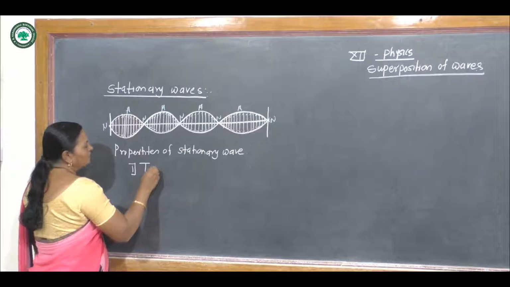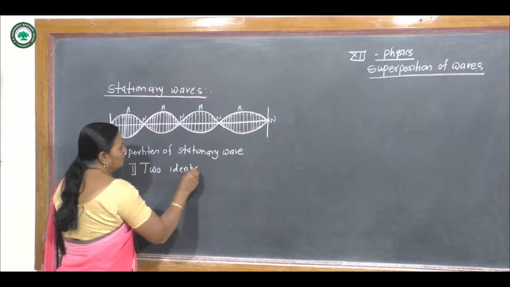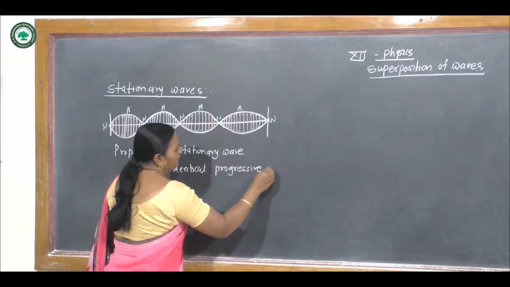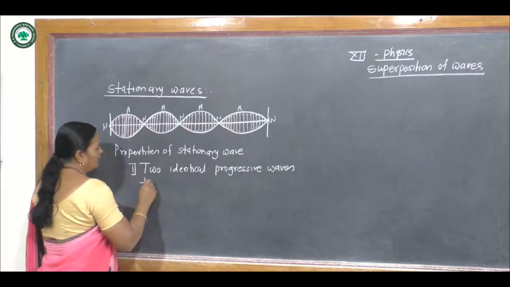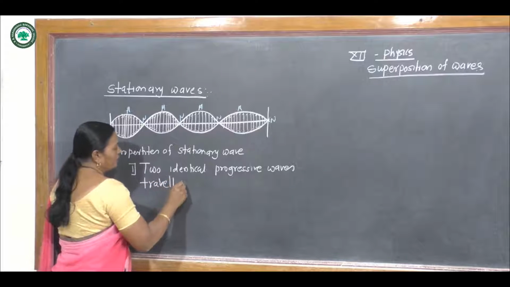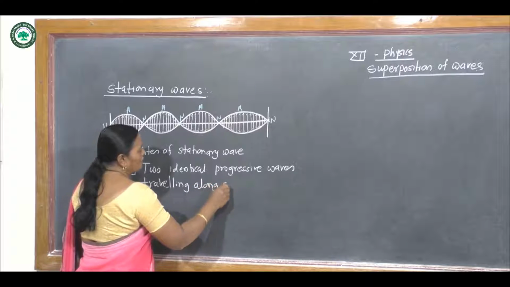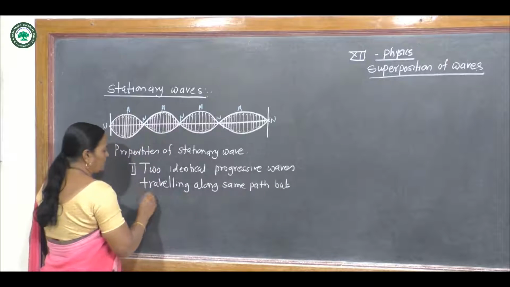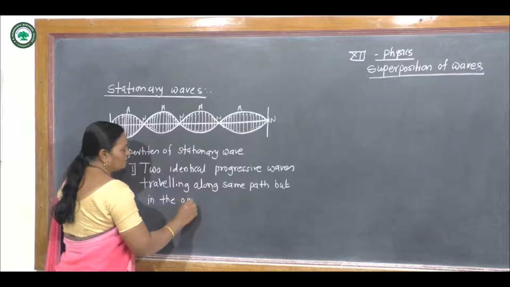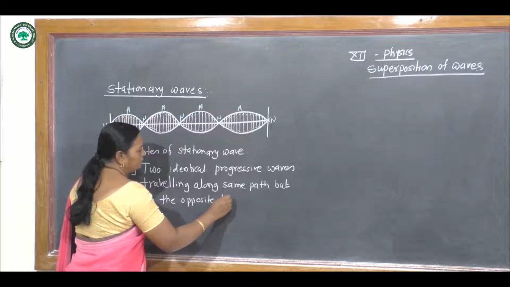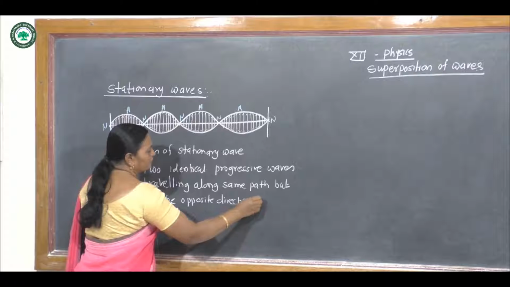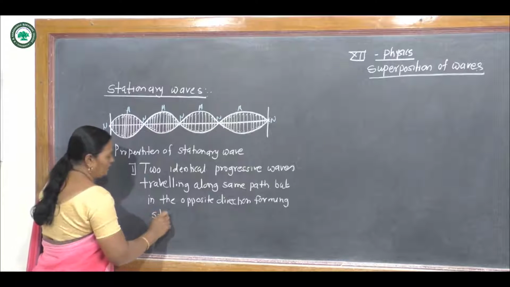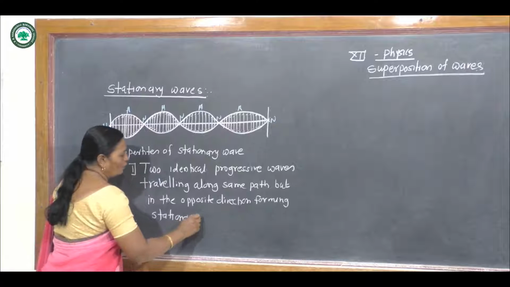The two identical progressive waves traveling along the same path but in the opposite direction, forming a loop-like structure, forming a stationary wave.